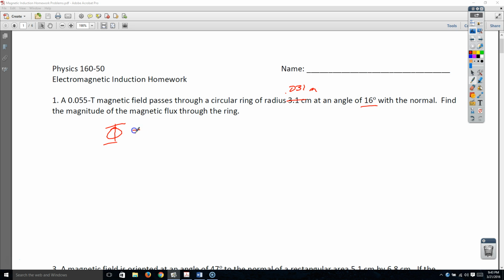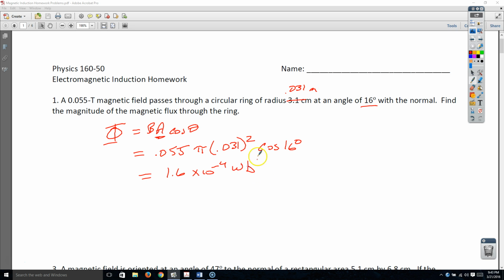We know that the magnetic flux is equal to B times A times the cosine of the angle. We do have an angle here, so we definitely need that. Magnetic field is 0.055. We're going to multiply that times pi r squared, so pi times 0.031 squared, that would be our area. And then we need to take that times the cosine of 16 degrees. Make sure you're in degrees and not in radians, and you should end up with about 1.6 times 10 to the negative 4th Webers. And that is your answer to number 1.